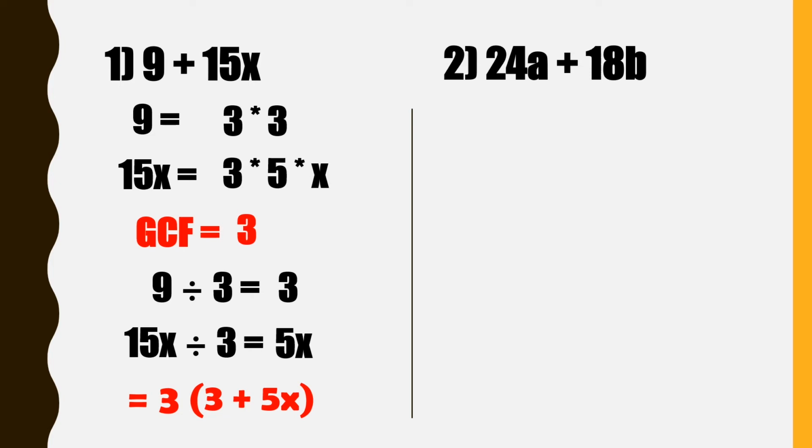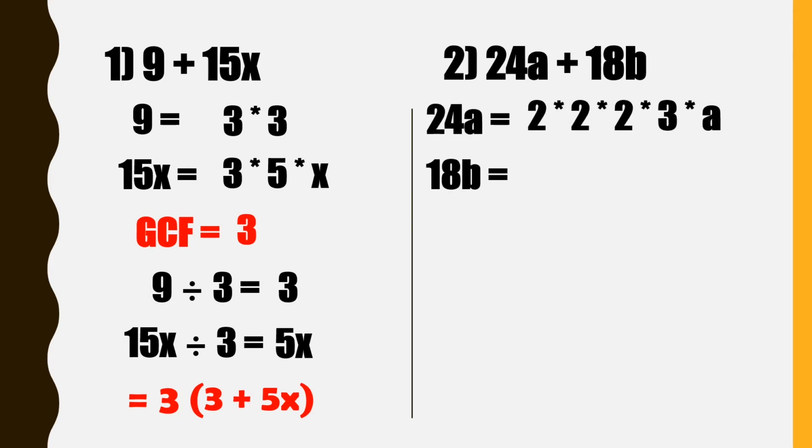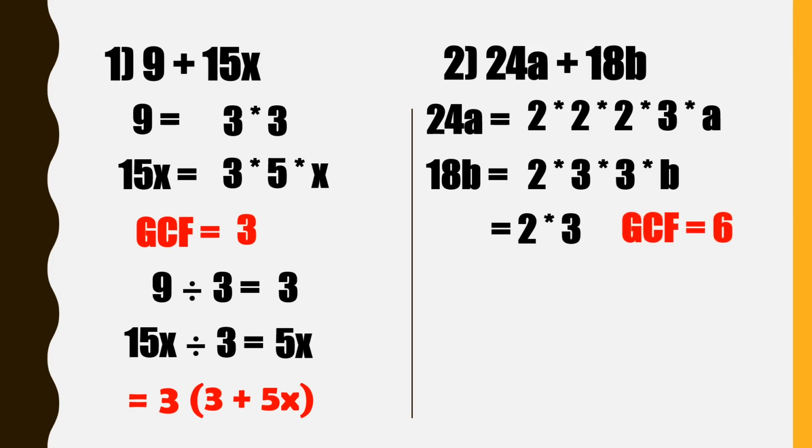Next, 24a plus 18b. First, get the greatest common factor of 24a and 18b. The factors of 24a are 2 times 2 times 2 times 3 times a. 18b is 2 times 3 times 3 times b. What are the common factors? They are 2 and 3. So when you multiply these two, the product is 6. Therefore, the greatest common factor is equal to 6. Again, this is the divisor of each term.